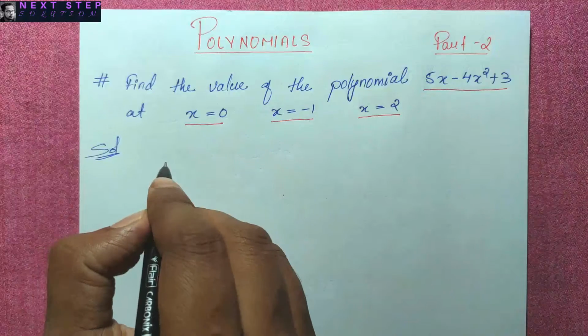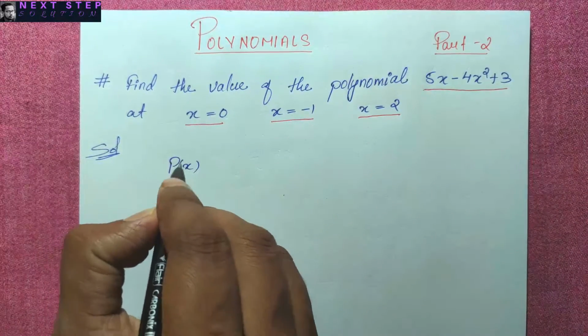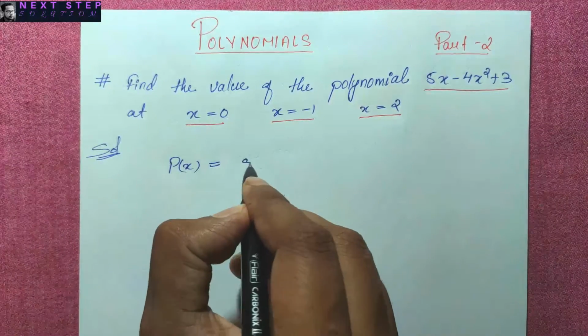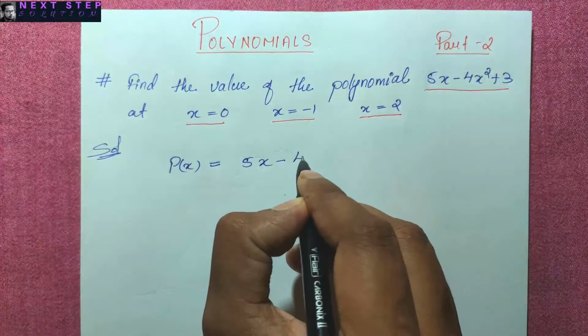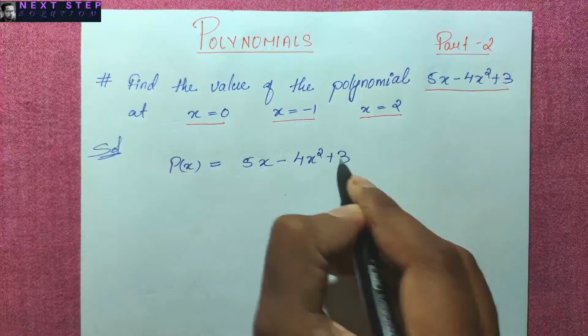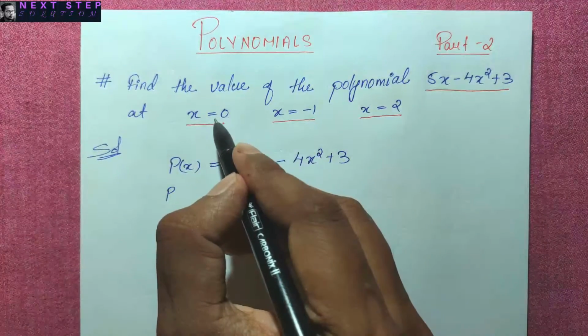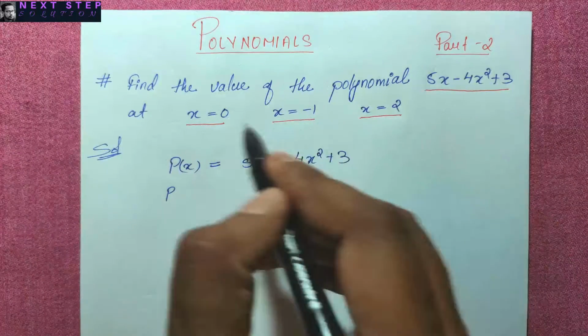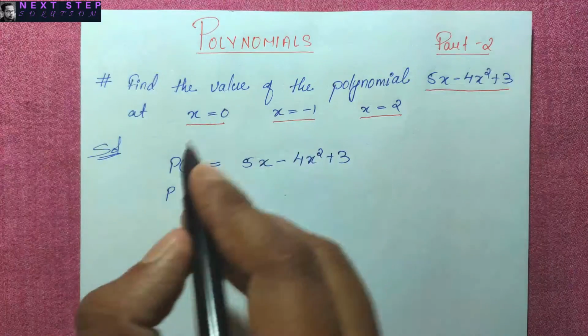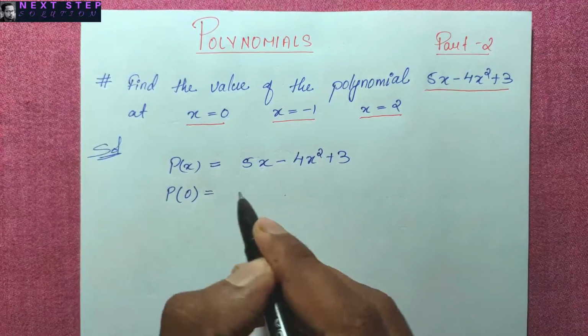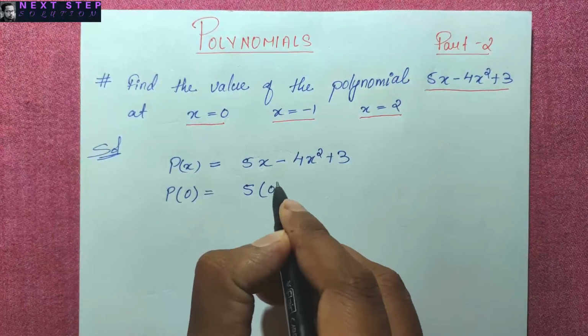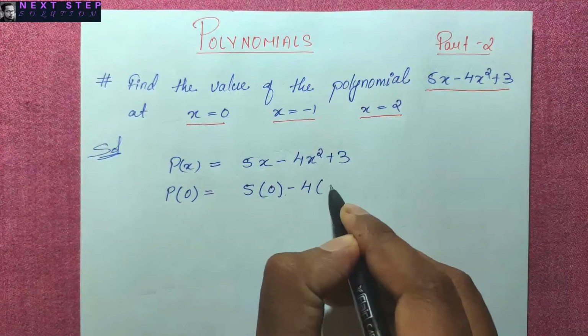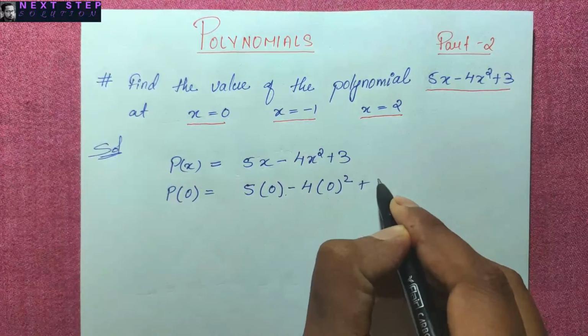First of all, here we have p of x equals 5x minus 4x square plus 3. We are going to solve for x as 0, x as minus 1 and x as 2. So first of all, let us start with x as 0. If x becomes 0, then 5 will be multiplied with 0, minus 4 times 0 square, plus 3.